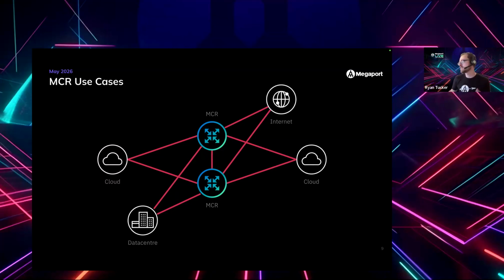You can sort of see how as you move through this process, as you add more to the network, you start to need a little bit more control. But this is a pretty common architecture as well. A pair of MCRs within a city, within a metro, between some number of cloud providers and data centers, potentially the internet as well, potentially some VPNs as well.